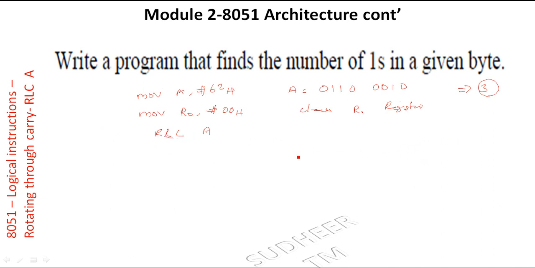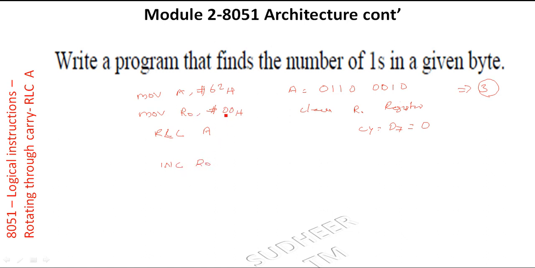What will happen? While performing this instruction, CY is equal to 0. D7 will come to the carry flag. So D7 is 0 now, and the carry flag is 0. If it is 0, we don't want to count. So let us provide our count operation, INC R0.